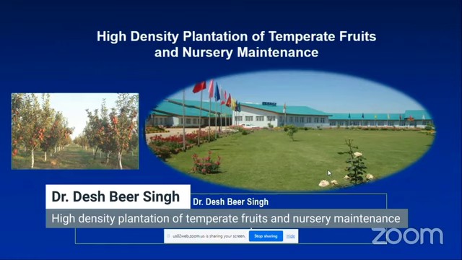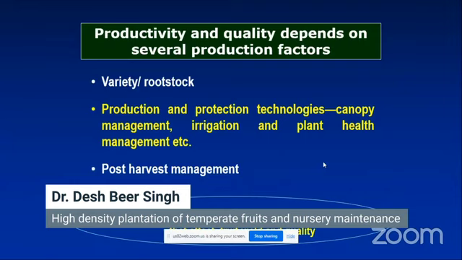Lectures and discussion today: fruits and nursery maintenance. As well, subtropical and arid fruits need special attention and special management. In today's lecture, we'll discuss high density plantation, tree architecture, rootstock, mother block and nursery management.